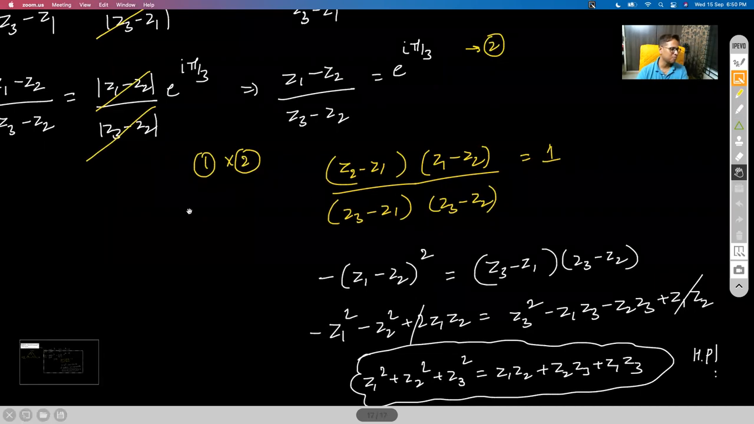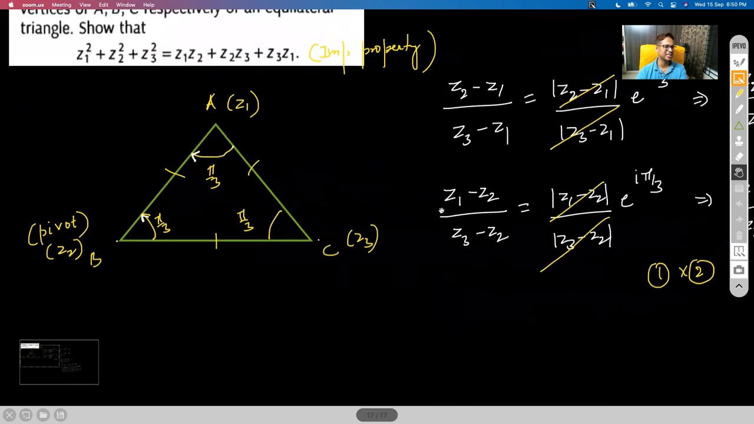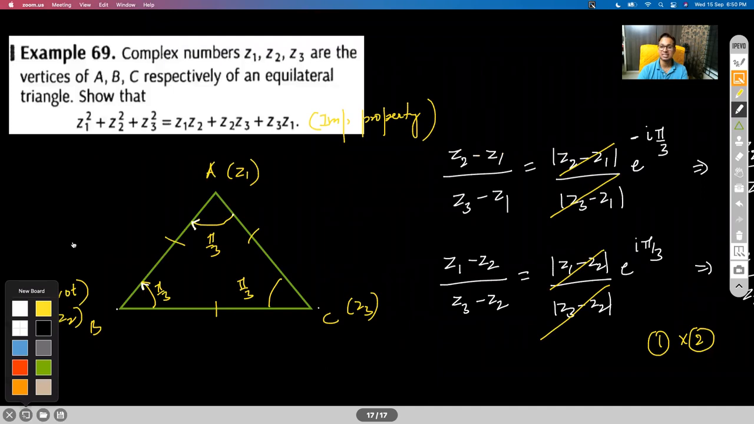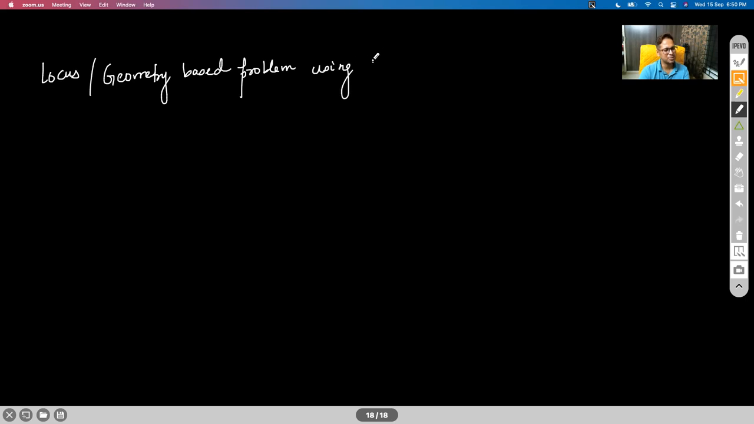Now you can find more problems in the DPP. Okay. So I will not take too much time because I have to complete this chapter today itself. I would love to take more questions, but unfortunately in the interest of time, I am just not taking any more questions. I will now go to the locus or geometry based problems on complex numbers, or problems using complex numbers.